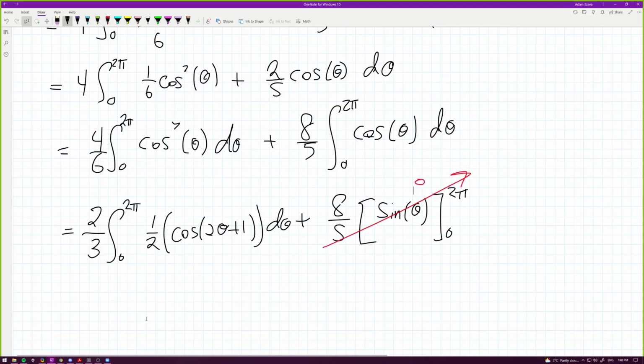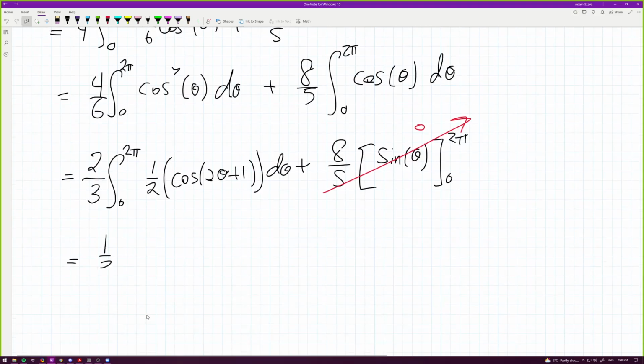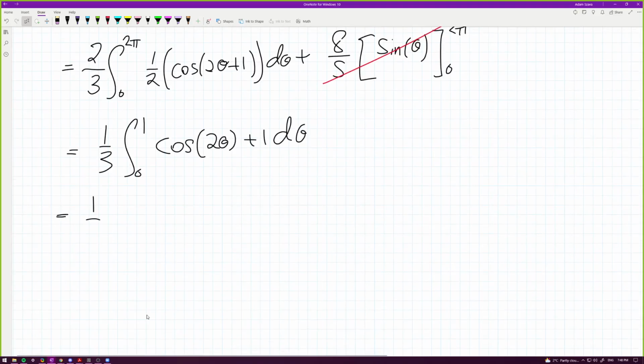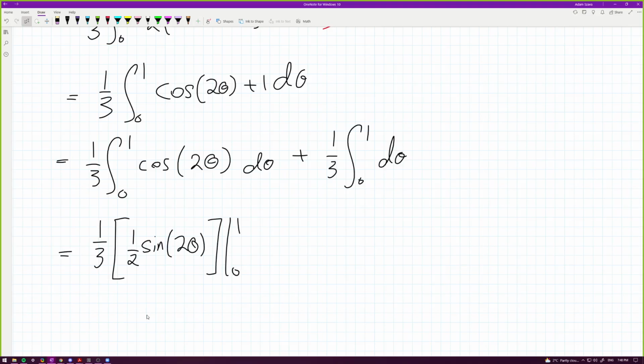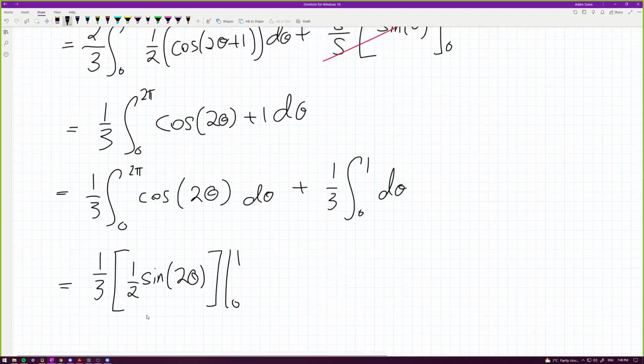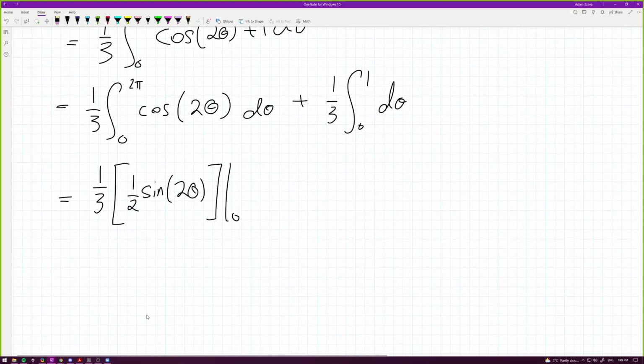And then here we have just this to deal with. So 1/3 integral 0 to 2 pi of cos 2 theta plus 1 d theta, which I will break into 2 integrals again: the integral of cos 2 theta d theta plus 1/3 integral of d theta. So this is going to be 1/3 times 1/2 sine 2 theta evaluated 0 to 1. Yes, 0 to 2 pi. Thank you. I don't know where I got 0 to 1 from. Yeah, 0 to 2 pi. It's here too.